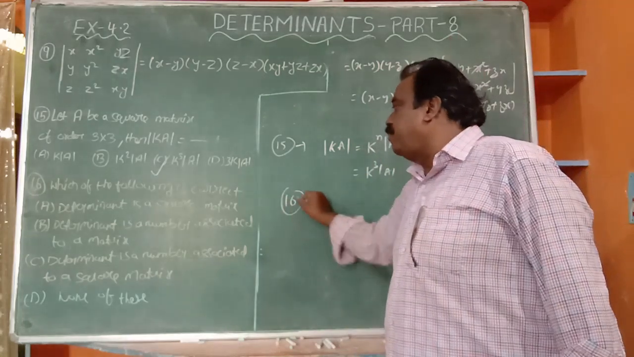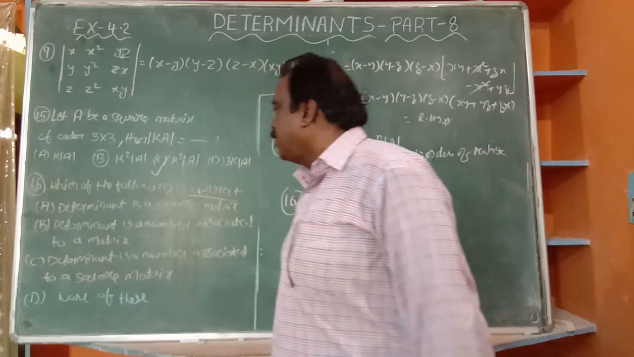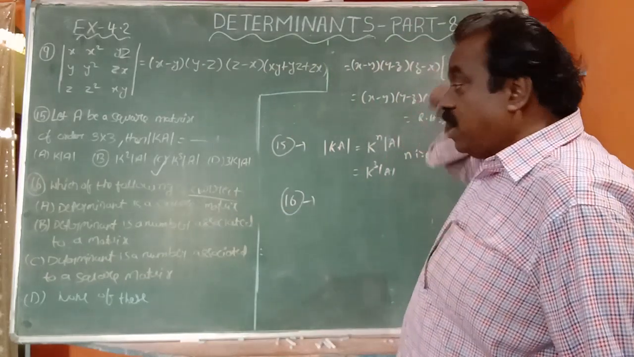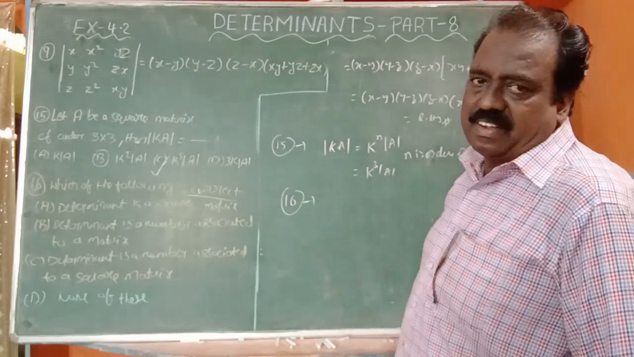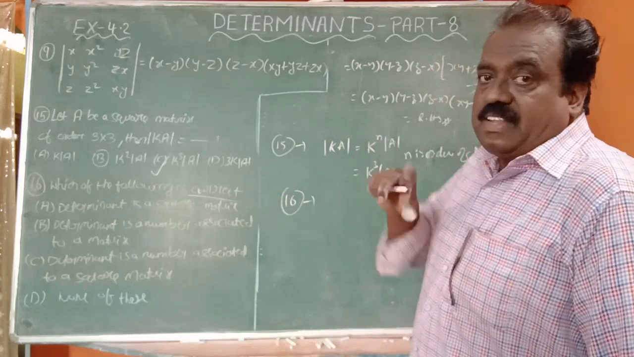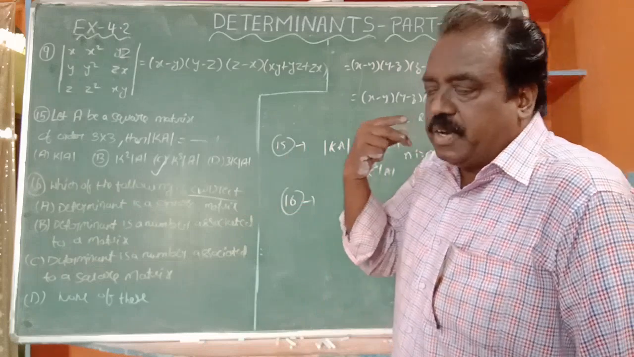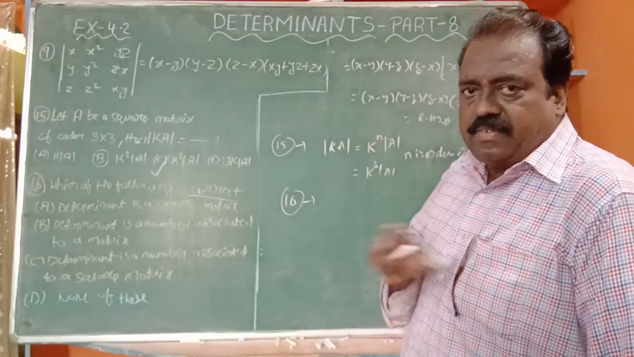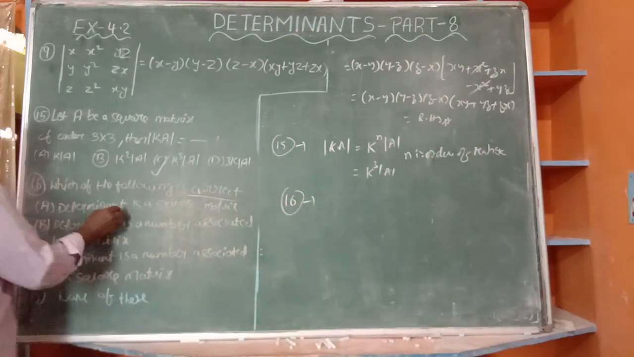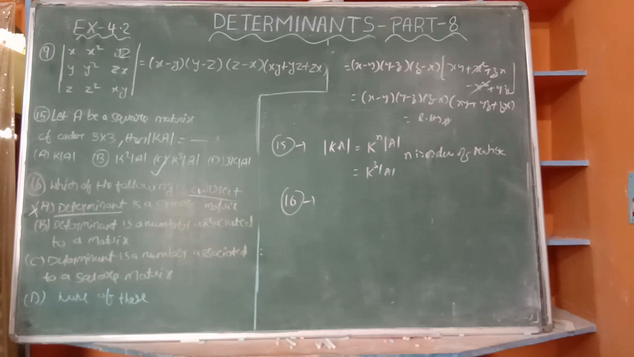Next, 16th. Which of the following is correct? Determinant is a square matrix. It's absolutely wrong. First of all, determinant is a number that is connected with the elements of the matrix. It is a number. It is not a matrix. So here, determinant is a square matrix is utterly wrong. It is not at all a matrix.